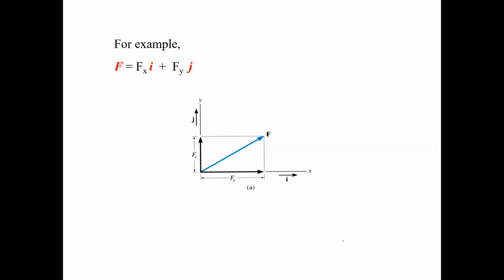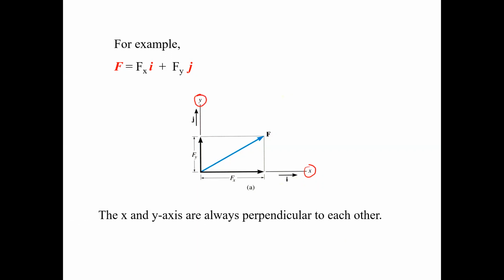This is the same thing again. We have the x-axis, we have the y-axis, and we have this force vector F. Now we can resolve this force vector F into its two components, the x component and the y component. The x component is F sub x, the y component is F sub y. And we have these unit vectors i and j to show the direction of the x-axis and y-axis, right?